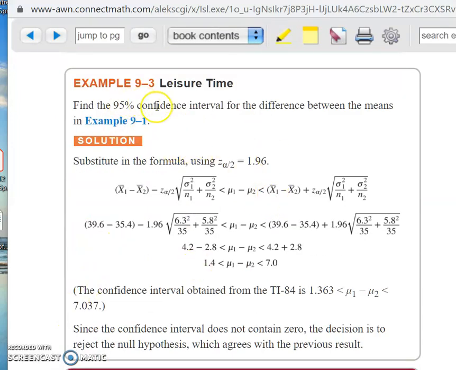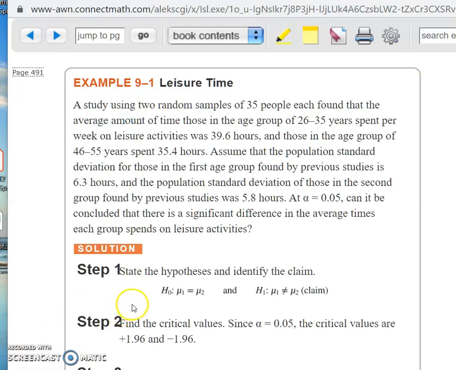Okay, so he says, find this 95% confidence interval for the difference between the means in example 9-1. So let's look at what 9-1 was. Okay, 9-1, that was the example talking about the leisure time, where you had the two different age groups of people that were spending time on leisure activities.